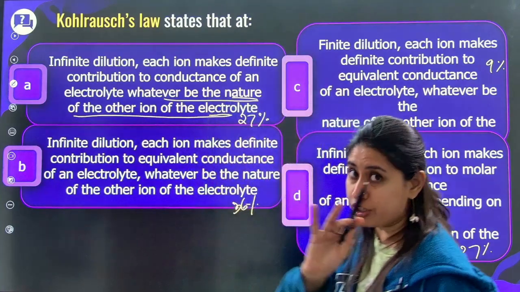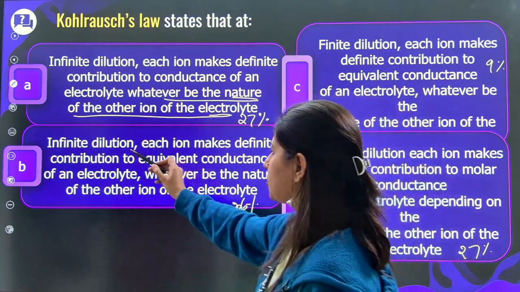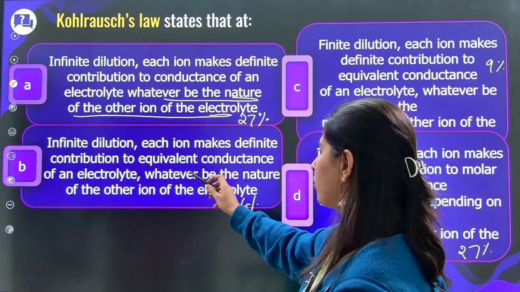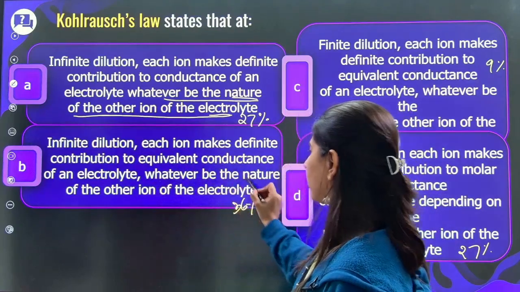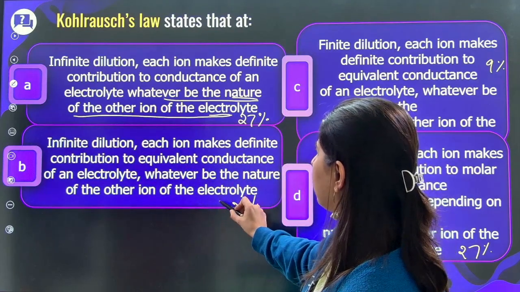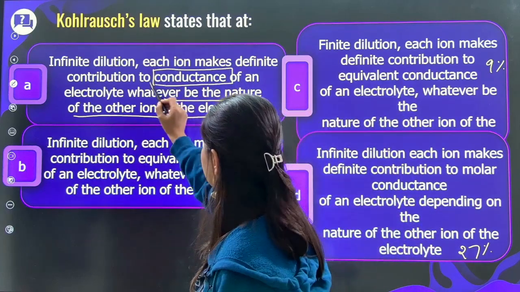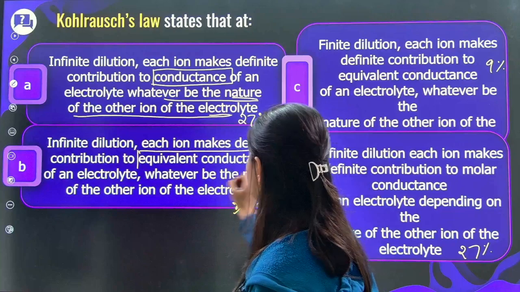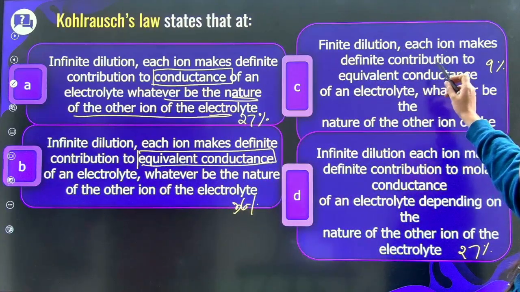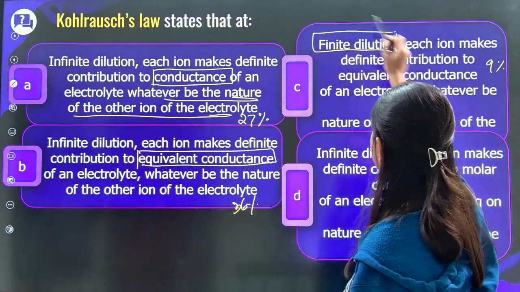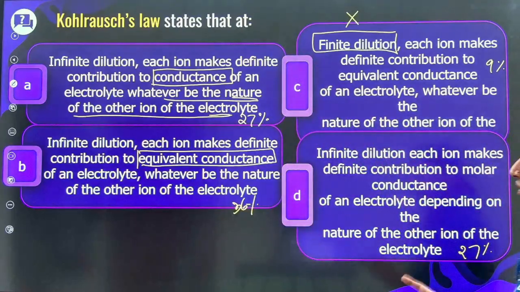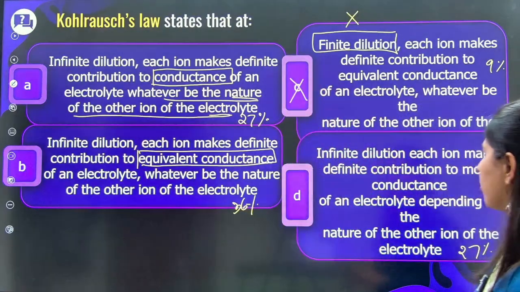A statement that we should hold our thoughts on. Okay, let's read option B. Each ion makes definite contribution to equivalent conductance of an electrolyte, whatever be the nature of the other ion of the electrolyte. So, it says, to the equivalent conductance, finite dilution, each ion. So, this is incorrect. Finite dilution is not happening for Kohlrausch. It has to be infinite dilution. C cannot be your answer.